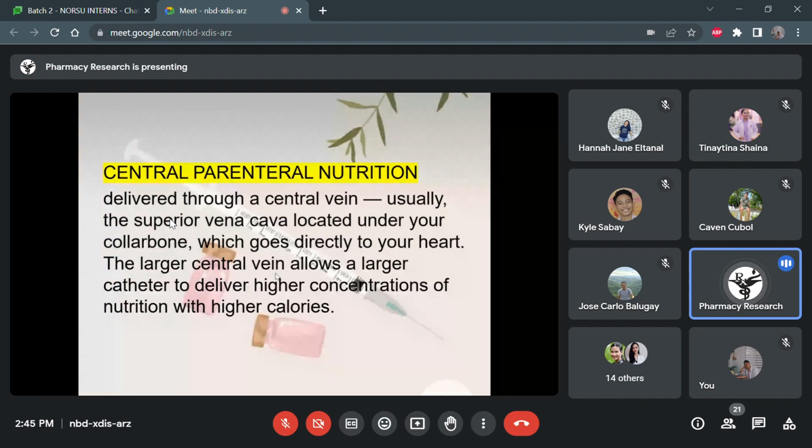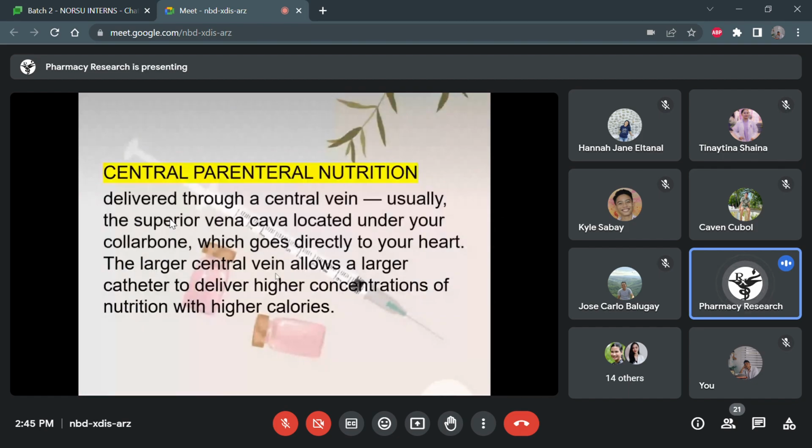Diha man ang makita ang dakong ugat, which goes directly to your heart. The larger central vein allows a larger catheter to deliver higher concentrations of nutrients with high calories. So high calories ang content aning mga CPN, Central Parenteral Nutritions.